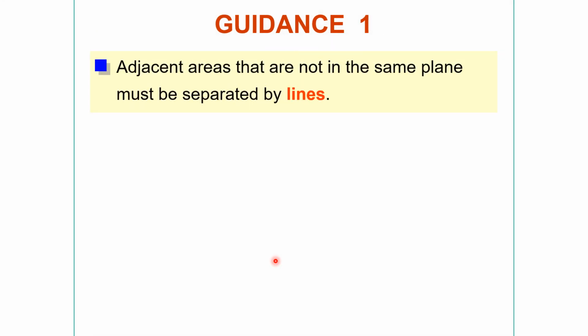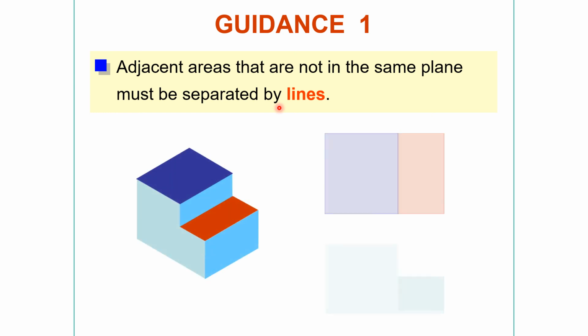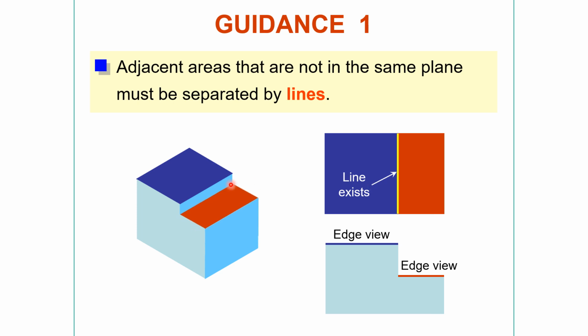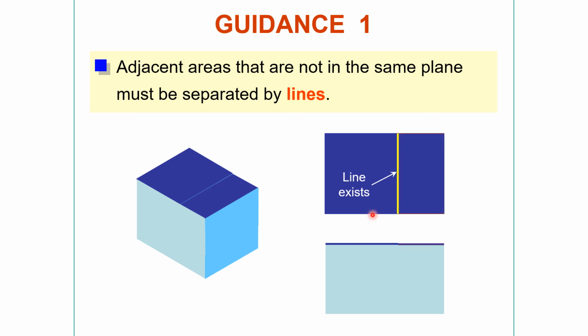So guidance 1, adjacent areas that are not in the same plane must be separated by lines. So how? Here you can see. So when we see from the top, definitely we will separate with the line because two surfaces are intersecting in different planes. Okay. Now we are joining the object, same plane. Okay. So now there will be no line because there is one plane. So no line will exist.